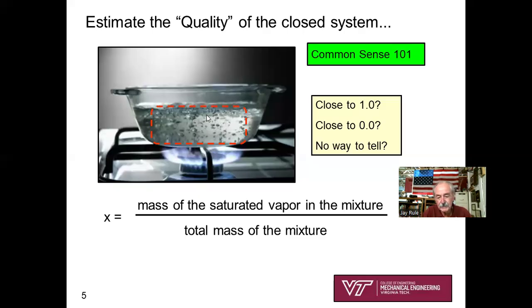What do you figure would be the mass of the saturated vapor floating around in this mixture? If you added up the mass of all those little bubbles of steam, what do you figure you'd get relative to the denominator? Doesn't your common sense tell you that by looking at that, you're going to get a very, very low value of X? The mass of the saturated vapor that you can see with your eyes is going to be a tiny number compared to the total mass of what's there on the stove, which is mostly water. So my common sense would tell me that X would be a very, very low number, close to 0.0, a tiny little fraction.